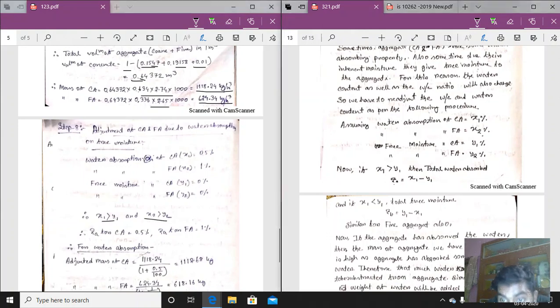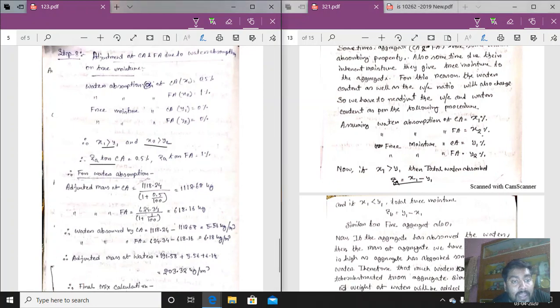So here ZA has to be found out. The value of ZA for coarse aggregate will be 0.5%, and ZA for fine aggregate will be 1%. This is the value of the total water absorbed by the coarse aggregate and the total water absorbed by the fine aggregate.